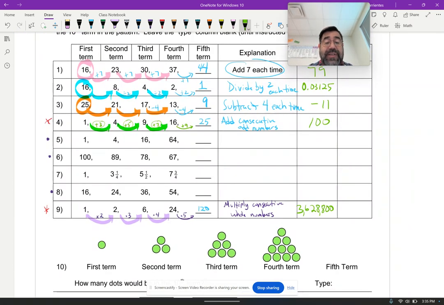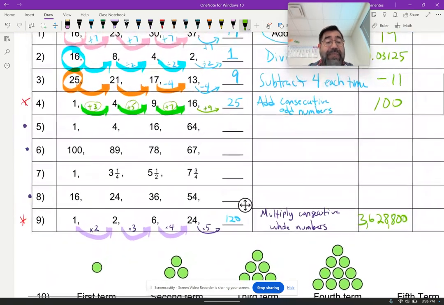How did we find that? Because there was a pattern. The pattern maybe wasn't multiplying by the same number, but it was multiplying by a pattern of numbers, and the pattern of numbers were just consecutive whole numbers. That can happen as well.